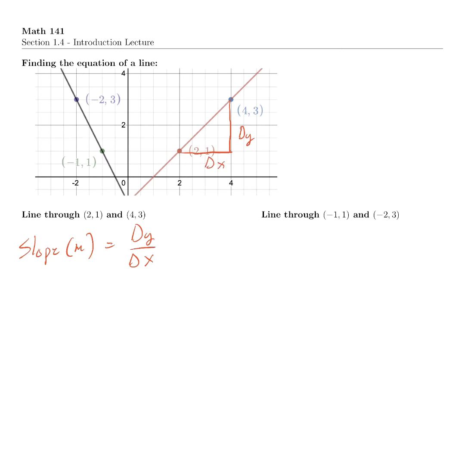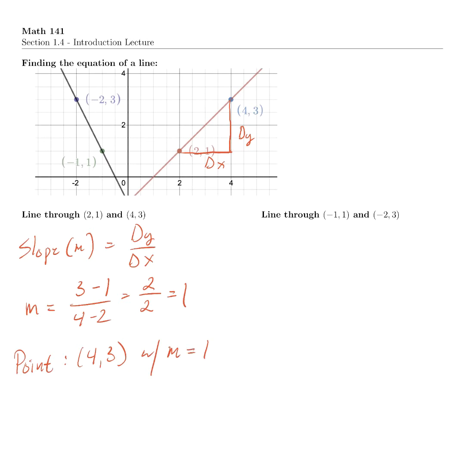To find that slope, it's the difference in the y coordinates. In this case, that's 3 minus 1 divided by 4 minus 2, which is 2 divided by 2, or 1. To write the equation of the line, once we have the slope, all we need is a point. We can use any point on that line, so we'll choose one of the two we just used to find the slope. Let's choose the point (4, 3) with slope equal to 1.